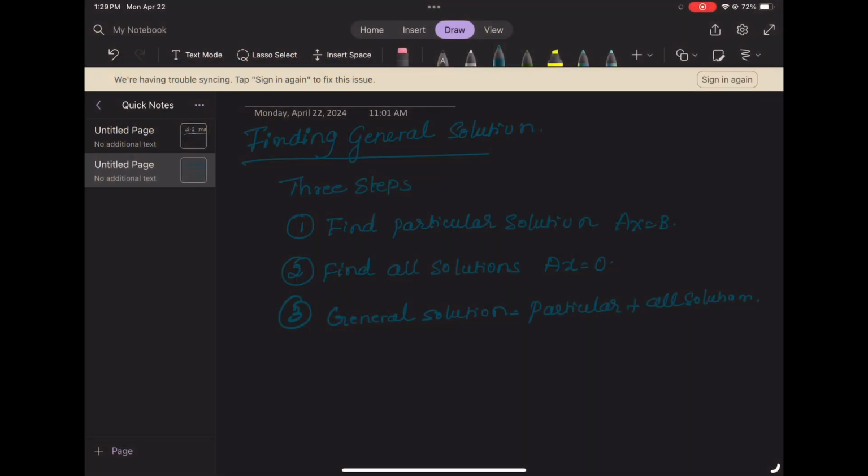Let us dive into the second most important topic in the module, that is finding the general solution, which has three steps. The first step is finding the particular solution, which is Ax = b, and we denote it with xp. Then we find the all solution, which is Ax = 0, which we denote as xn. Then the last one is the general solution, which is nothing but particular plus all solution. These are the three formulas that you have to remember.